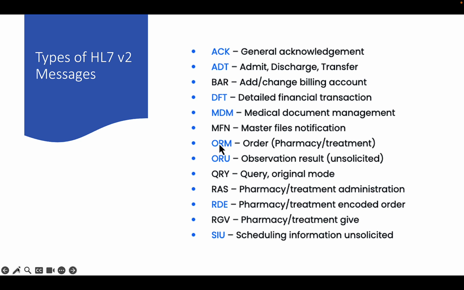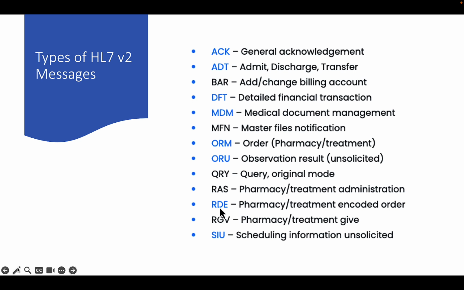Here's the ORU message that we just looked at. That's the result message. If they're in black, it means they've been discontinued. So down here you can see query. Well, no one actually implemented it because it doesn't work. But down here, here's another message. This is the RDE message, a pharmacy treatment encoded order. Well, interesting. Rather than putting the encoding into the order up here, they kind of were profiling, sort of, and they made their own message.